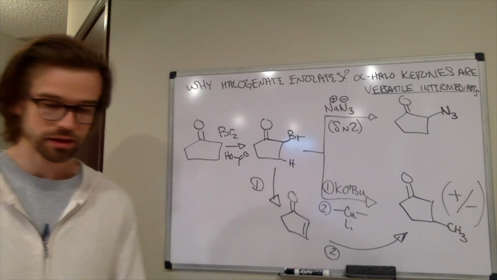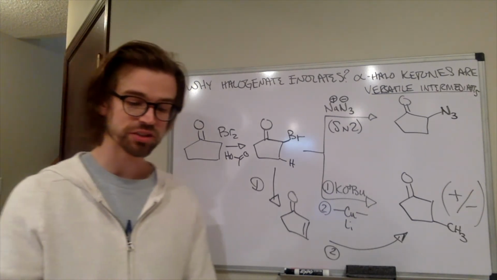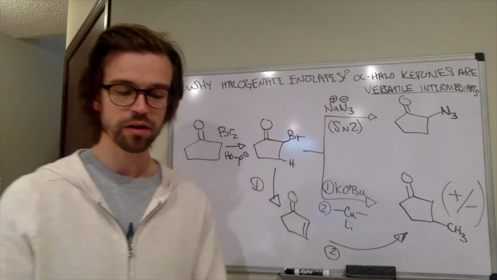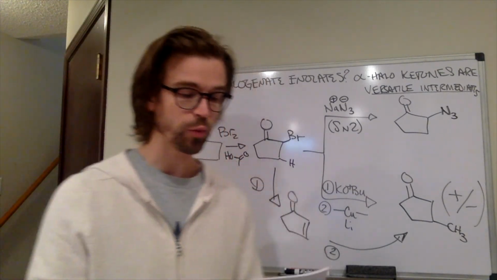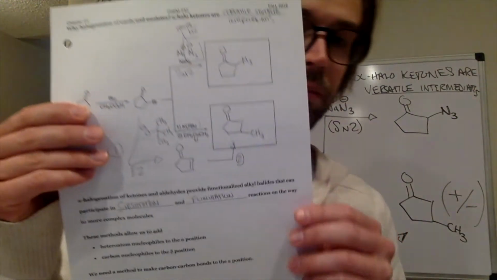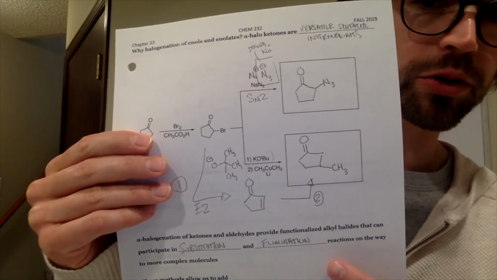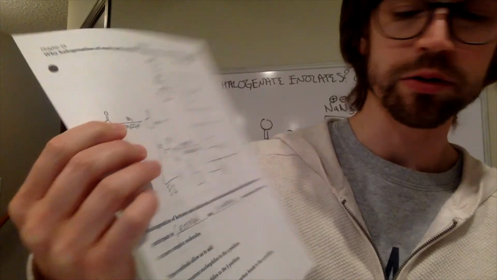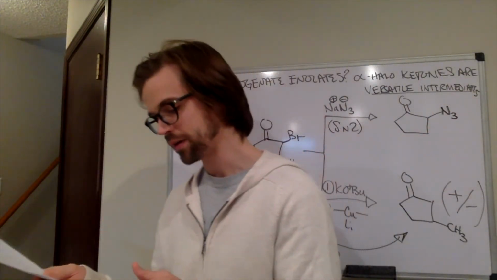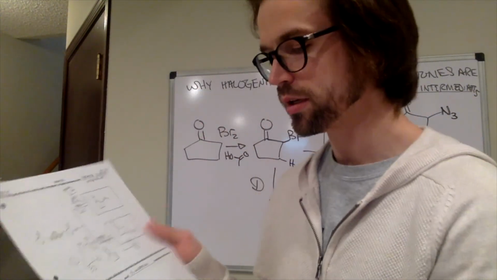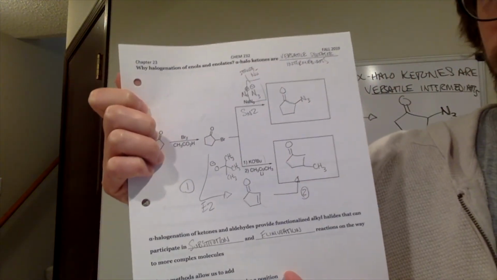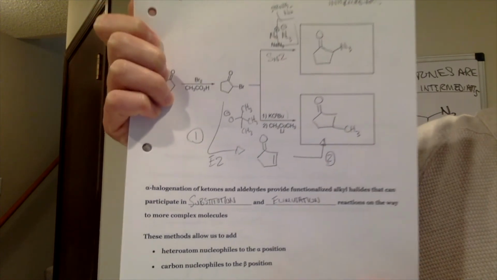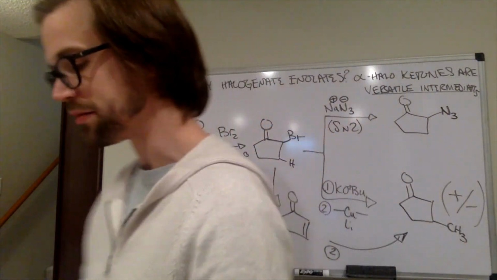And in your course packet, the next thing says alpha halogenation of ketones and aldehydes provides functionalized alkyl halides that can participate in blank and blank reactions on the way to more complex molecules. All that was going to say substitution and elimination reactions on the way to more complex molecules. These methods allow us to add heteroatom nucleophiles to the alpha position and carbon nucleophiles to the beta position by way of these cuprates.